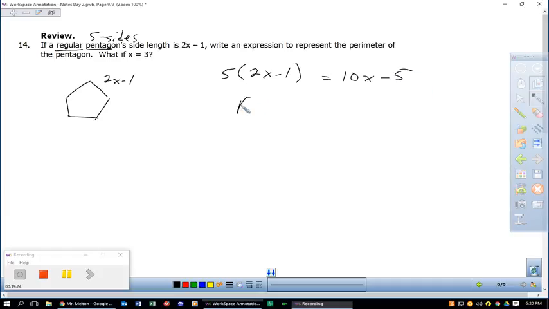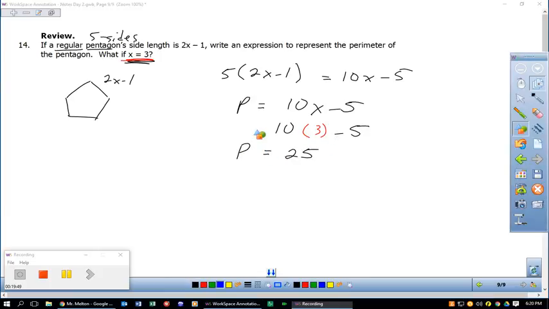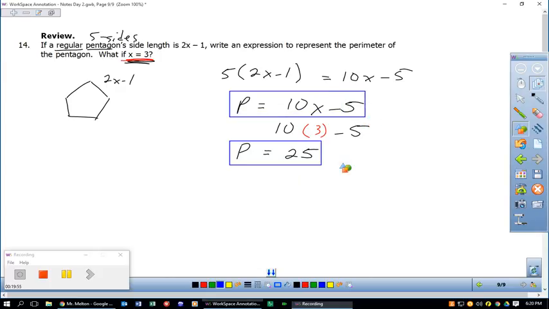So our perimeter is 10x minus 5. But that's not the whole question. The last part we have is, what if x equals 3? So if we replace x with 3, so 10 times 3 minus 5. Well, that would be 30, so we should get 25. So there are two parts to our answer here. First, if x is 3, the perimeter is 25. If we don't know what x is, then the perimeter is 10x minus 5.